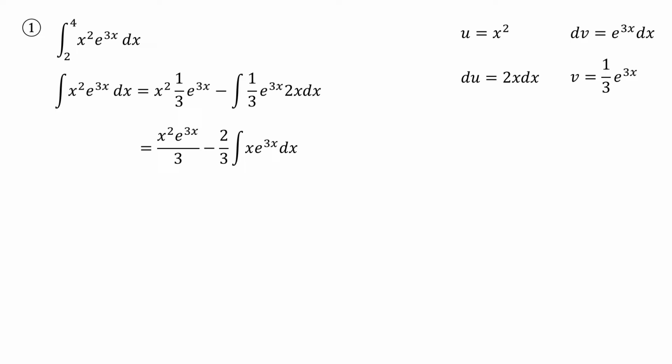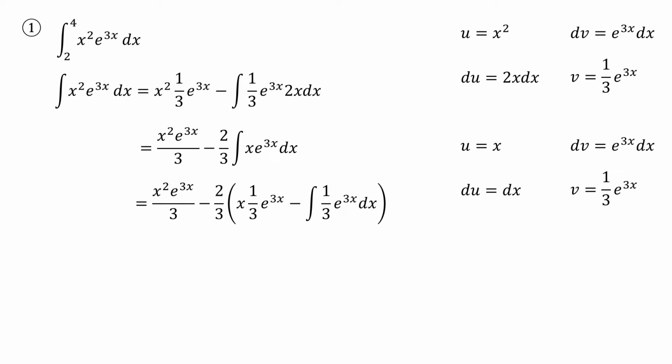How do we integrate that? That's right, integration by parts again. u is equal to x. dv is equal to e to the 3x dx. So du is just dx. Once again, v will be 1/3 e to the 3x. So if I rewrite that, I've got the 2/3 as a coefficient, and then I've got u times v minus the integral of v du, and now I've got something I can actually integrate.